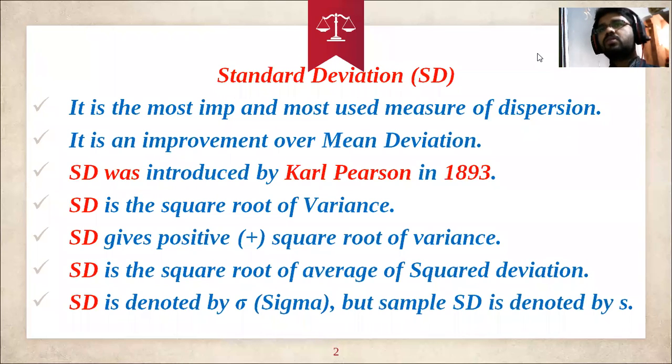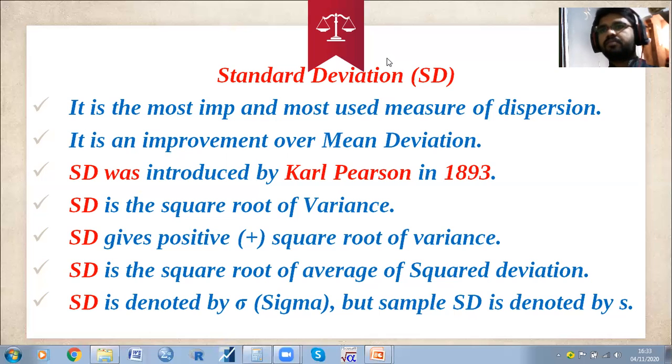Somebody may have the doubt: there is a mean deviation, so what is the use of standard deviation? When you compare mean deviation and standard deviation, the standard deviation is a very important tool which can give more accurate results compared with the mean deviation. It is an improvement over the mean deviation, and the standard deviation was introduced by Karl Pearson in 1893.